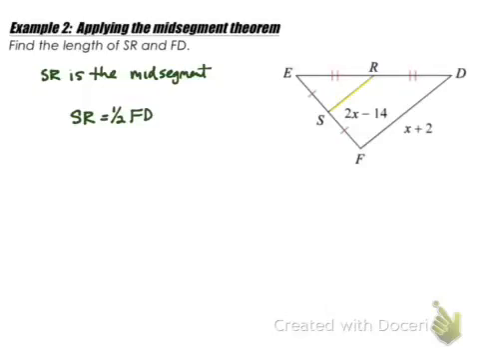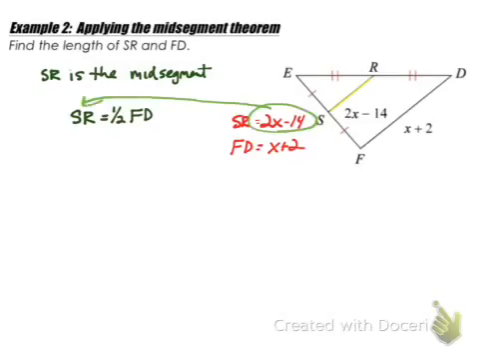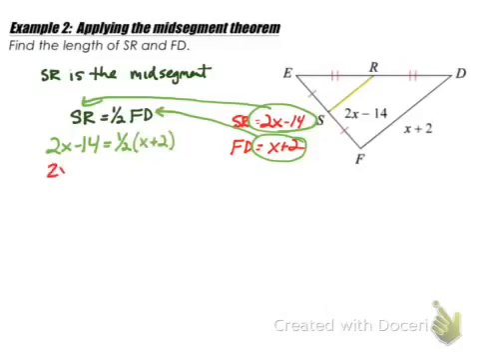Now we can substitute what we know. The length of SR is 2x minus 14. The length of FD is x plus 2. So substitute in our corresponding information. SR becomes 2x minus 14, and that length, whatever it may be, is equal to half of whatever FD is, so it's 1/2 times x plus 2. Now we kick back into Algebra 1 and distribute the 1/2 to the binomial. So you get 1/2 x plus 1.